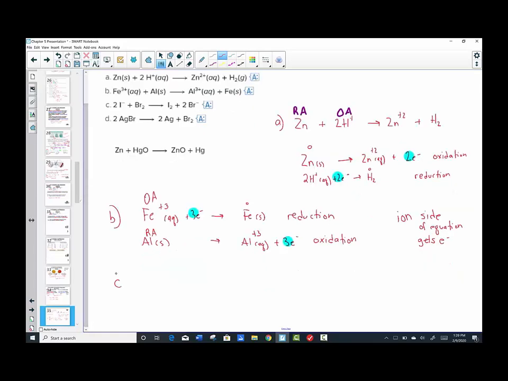Let's look at letter C. I'll break them apart into 2 halves. 2 iodide ions in aqueous form. Ions are always aqueous. And on the right side, I can see it now in its elemental form of I2. So it became more negative. This had to gain 2 electrons. 2 iodides gained 2 electrons to form a molecule of I2. Remember, the charges always go with the electrons. So this gained electrons, that's GR, that's a reduction half reaction.